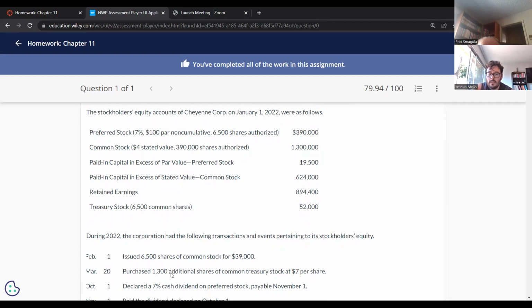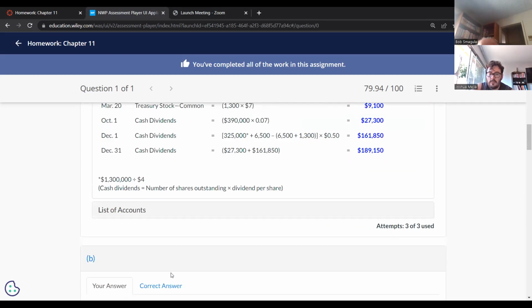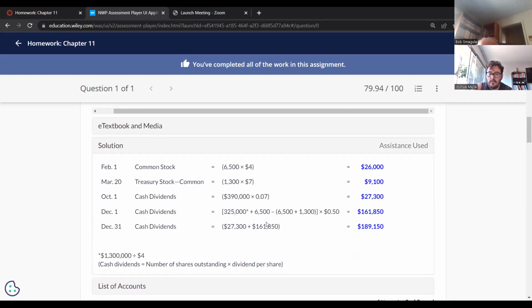So go back down to the solution. Yeah, this was a real tricky one they gave you. And then what they did was they added the treasury stock and subtracted it from what was already outstanding. You know what confused me? The fact that they issued 6,500 and they used 6,500 again for the treasury stock. But do you understand that you don't pay dividends on treasury stock? You don't pay dividends to yourself.